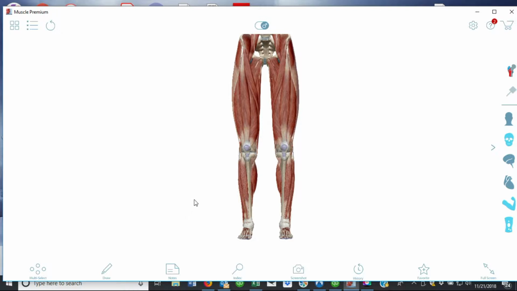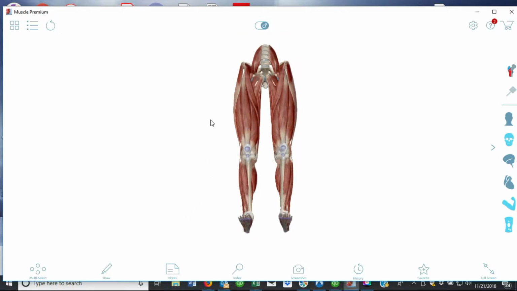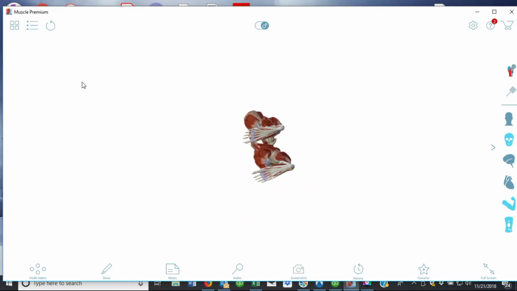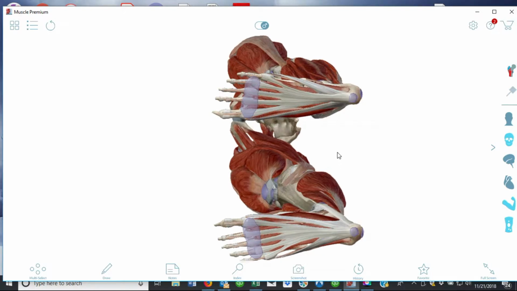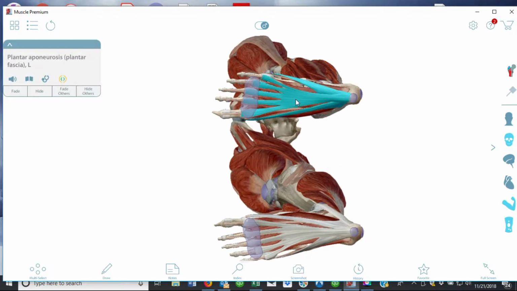So plantar fasciitis is basically an inflammation of the plantar fascia, which is a connective tissue structure on the underside of the foot right here. The plantar fascia originates from the heel bone, or the calcaneus, and runs the entire length of the underside of the foot and attaches into these bones right here at the toes.